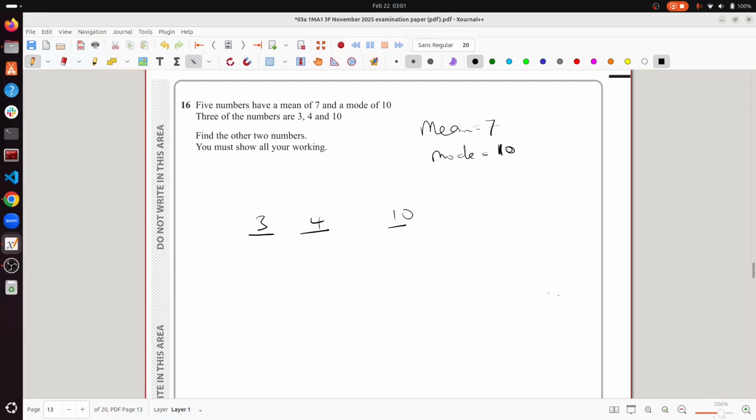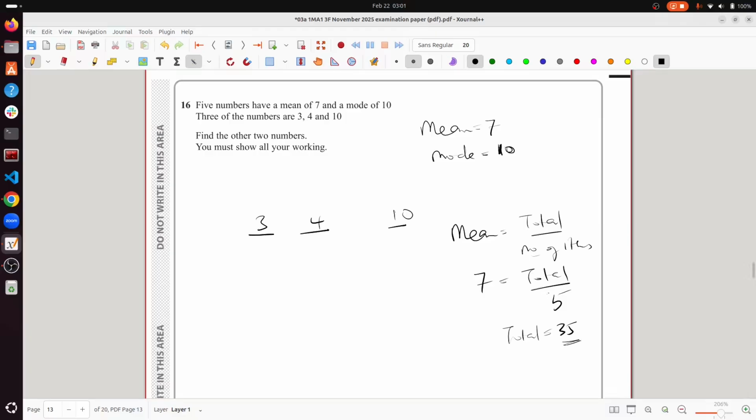So if the mean is 7, for us to find the mean of a number, the mean is the total over the number of items I have. So the mean is 7, our total we do not know, and the number of items we have is 5 numbers. So that means the total is 35.